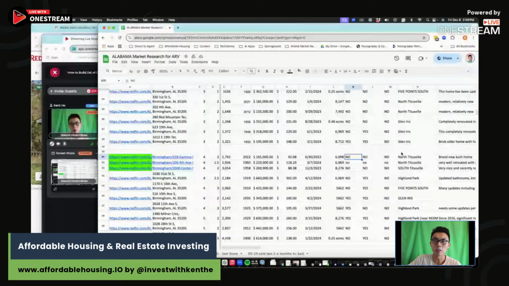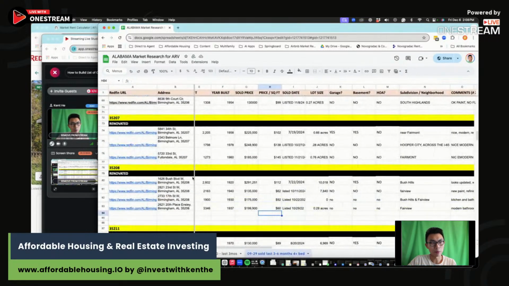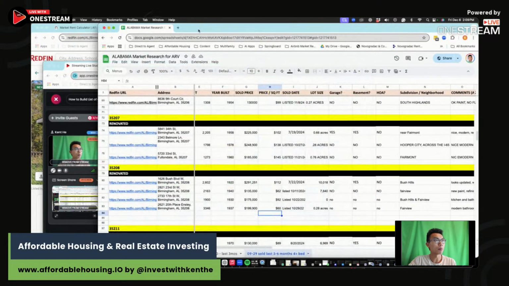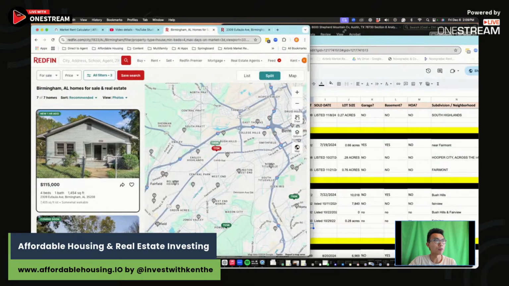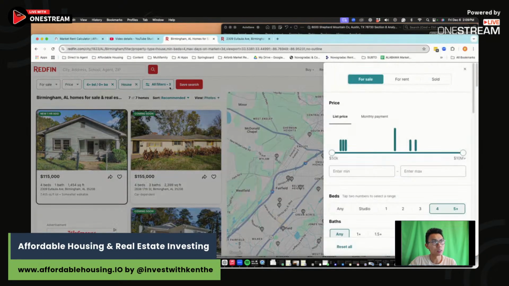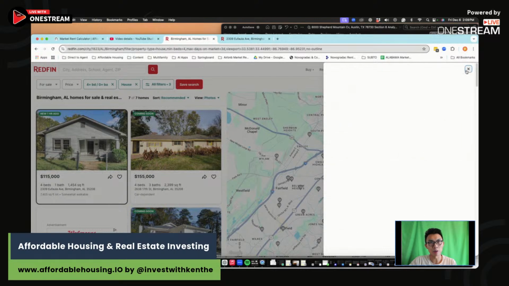Now that you exhaust all that about a market, particularly in all the zip codes in, let's say, Birmingham, what I also do is build out a separate sheet specifically for properties that are coming onto the market recently. Today, I've filtered on properties in Birmingham, Alabama. Let me show you. I also pull up properties on Redfin. These are 4-bedroom, single-family homes, and they've been on Redfin for less than 3 days.